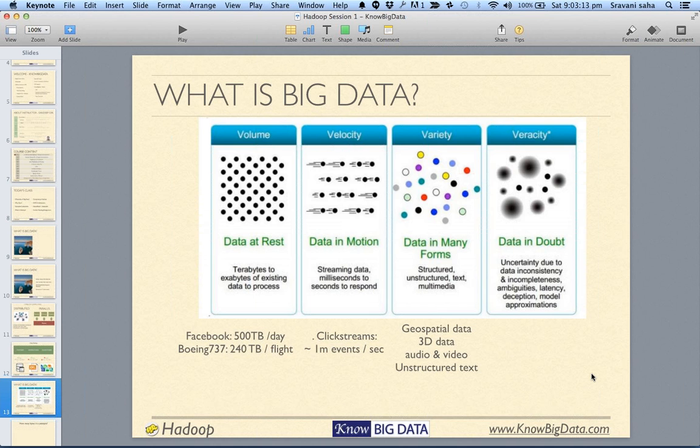So another example of variety would be, take a case of Google Maps. Google Maps of the entire country will be hardly few GB, or maybe say 50 GB, all right, for the entire country.